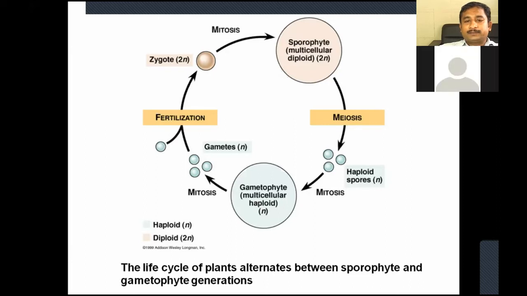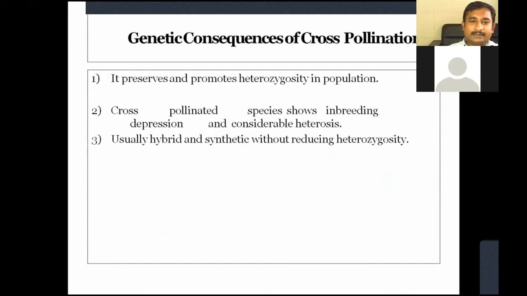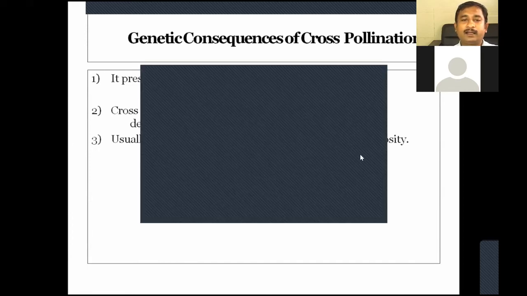Sir, what is synthetic? Yes. There is a synthetic and there is a composite. These are the two terms. There is a synthetic variety and there is a composite variety. In a composite variety, we take around 5 to 6 lines. They are isogenic lines differing in a single character.